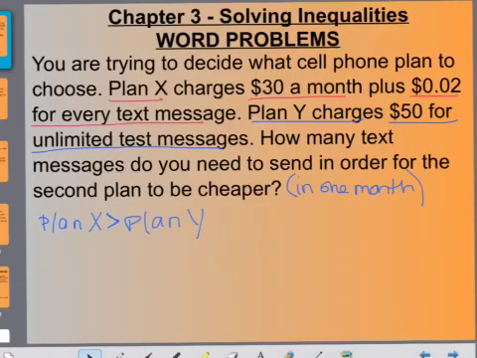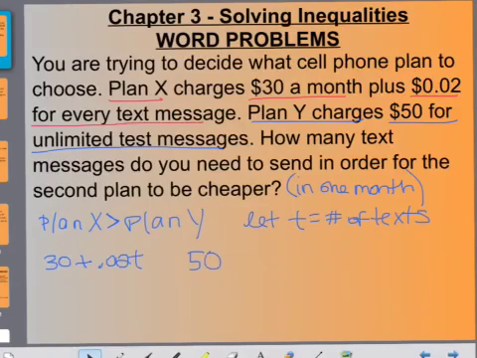Well, in 1 month, Plan X charges $30 plus 2 cents per text. So we're going to have our let statement here, let T equal the number of texts. Now Plan Y charges $50 for unlimited, so no matter what, Plan Y is $50, and just like we have up here, we're going to make that 30 plus 0.02T is greater than 50, and then we solve the inequality.